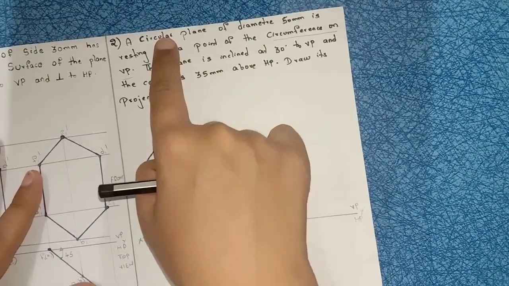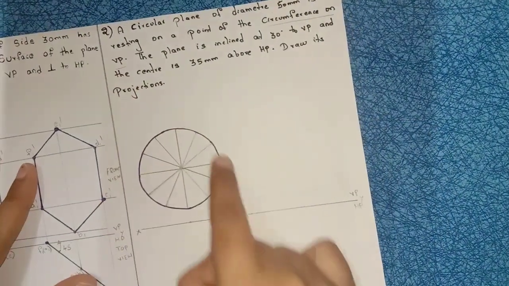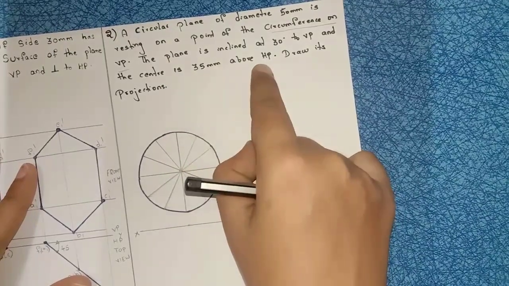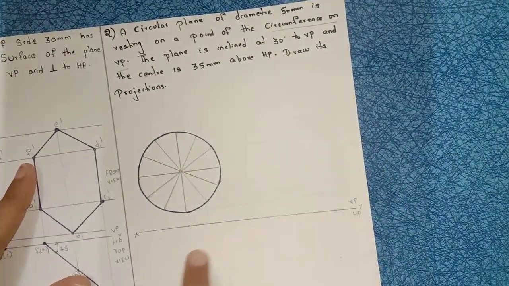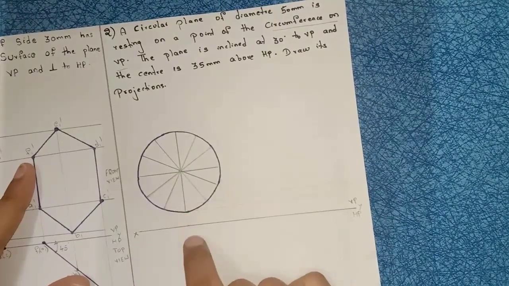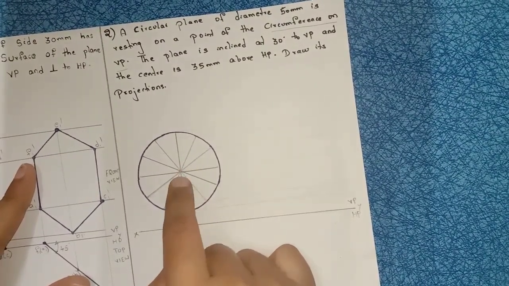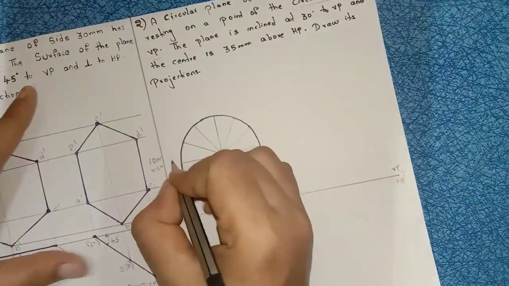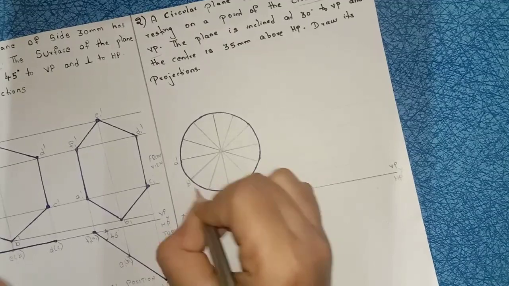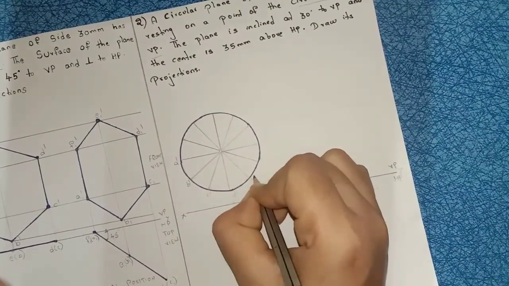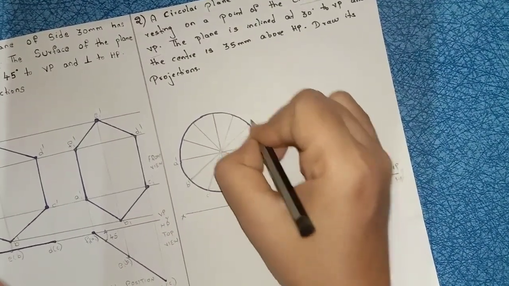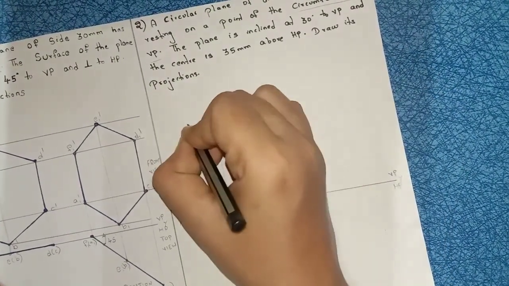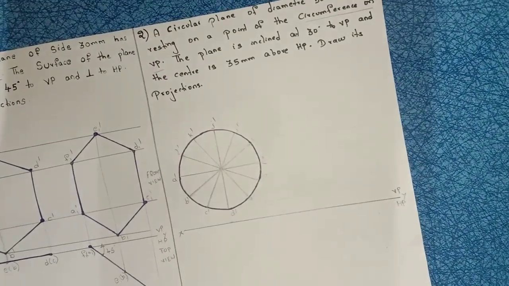See, I have drawn the circle circumference on VP. Center is 35 mm above HP. So from reference line till this center distance is 35. Right? After that I should name this circle A dash, B dash, C dash, D dash, E dash, F dash, G dash, H dash, I dash, J dash, K dash and L dash.